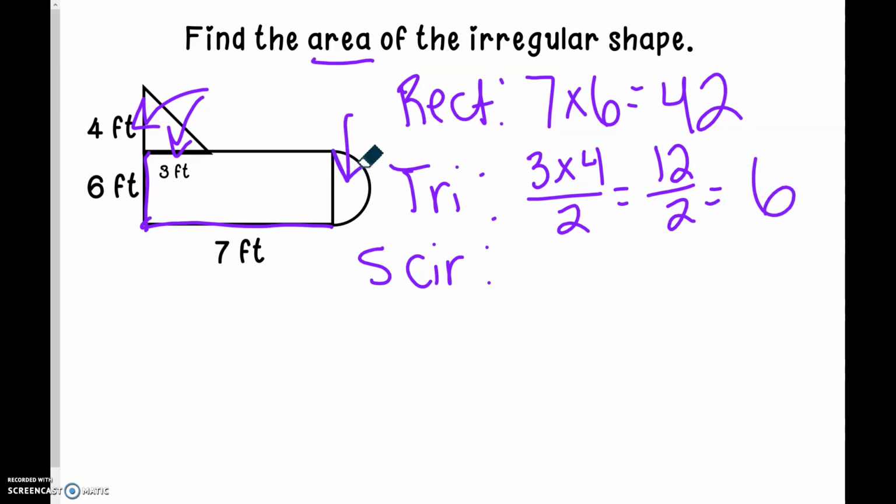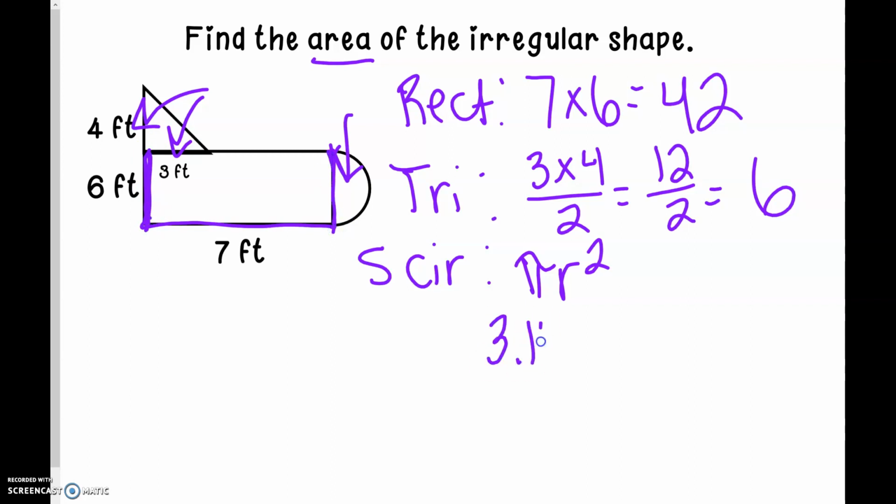Now we need to find the area of our semicircle. Okay, and we're finding area, not circumference, so this line here is not going to be a problem. I'm just using it to help me with that diameter. So I know with semicircles, again, remember we're doing pi times r squared. So I need to find the radius. Well, the diameter is going to be the same as the width of the rectangle, which is 6. So if that's the diameter, the radius is going to be 3.